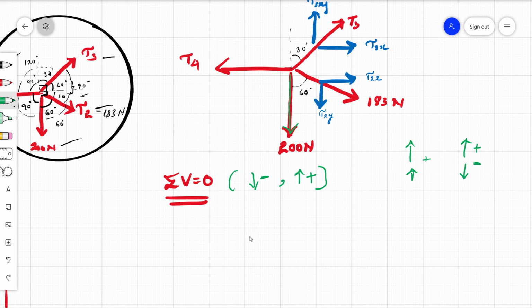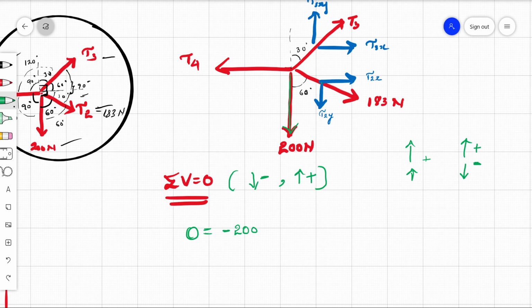So first is 200. We know that summation of all the vertical force is equal to 0. So that is equal to 0 comes first. Now we do all the summation of vertical force. First is 200. Let us take with 200. Does the 200 go upward or downward? It is going downward. So downward we assume as a negative. So minus 200.